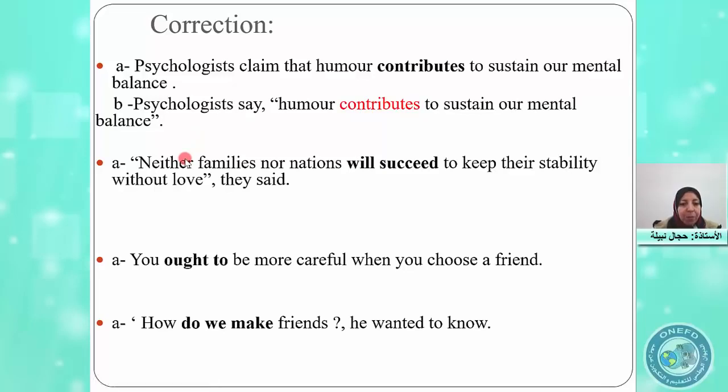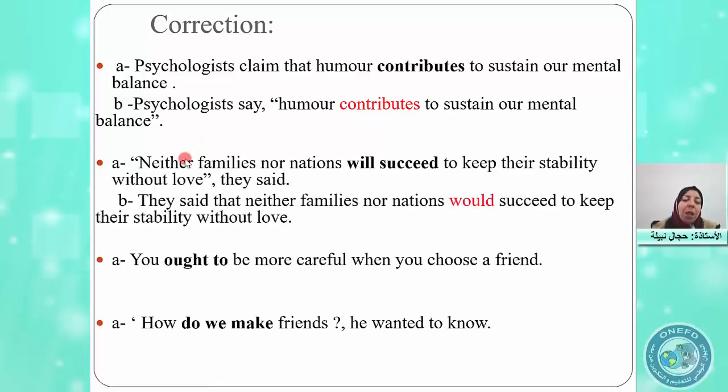Sentence 2 is in the direct speech, so you need to turn it into the reported one. They said that neither families nor nations would succeed to keep their stability without love. You notice that there is a change in the verb from future simple to conditional present. Why? Because simply the introductory verb is in the past, said. So from future simple to conditional present. Would plus stem.